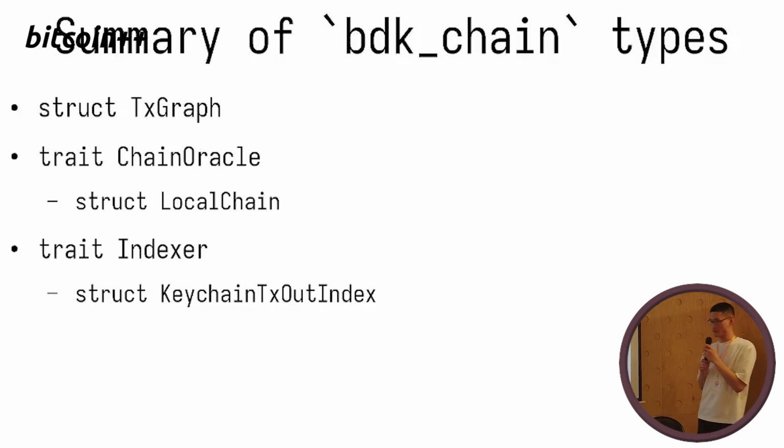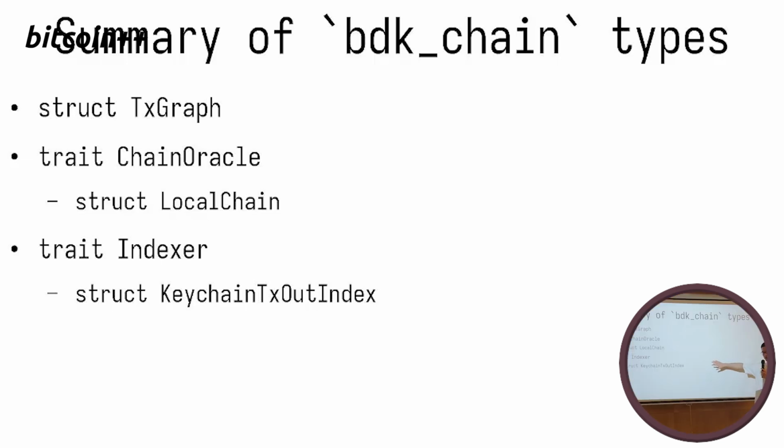So summary, we have the transaction graph. It's a set of transactions and some metadata, such as anchors, which anchor the transactions to the chain, and also the last seen timestamp. We have the chain oracle that tells us what blocks are in the best chain, and we have the indexer. You can do really cool things with the indexer. So for example, right now we have the keychain index on the indexer, but in the future, for example, silent payments. I think the structure here could do a very nice silent payments implementation of the indexer. So it's quite flexible.